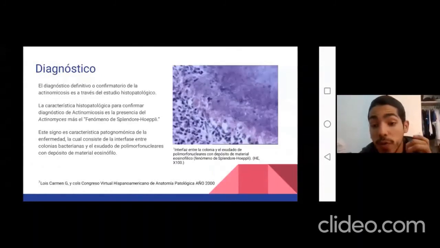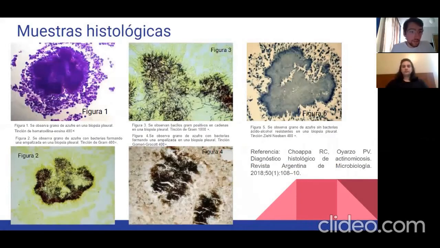So, the definitive or confirmatory diagnosis of actinomycosis is made through the histopathological study. The histopathological characteristic to confirm the diagnosis of actinomycosis is the presence of Actinomyces plus the exemplary Splendore-Hoeppli phenomenon. This sign is a pathognomonic characteristic of the disease, which consists of the interface between bacterial colonies and the exudate of polymorphonuclears with the deposit of eosinophilic material.